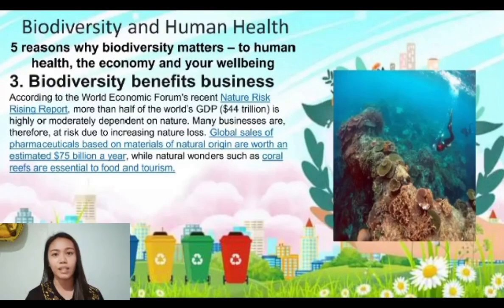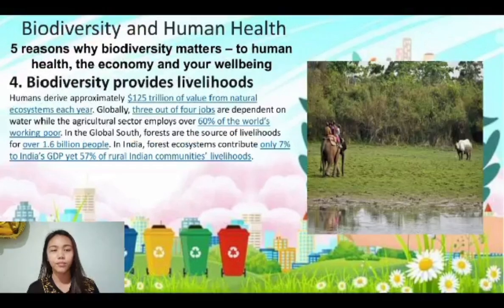The third one is biodiversity helps businesses. Yes, because half of the world's money, about $44 trillion, depends on nature. Things like tourism, farming, and medicines all need healthy ecosystems. Coral reefs, for example, are not only beautiful but they also help with food and tourism.